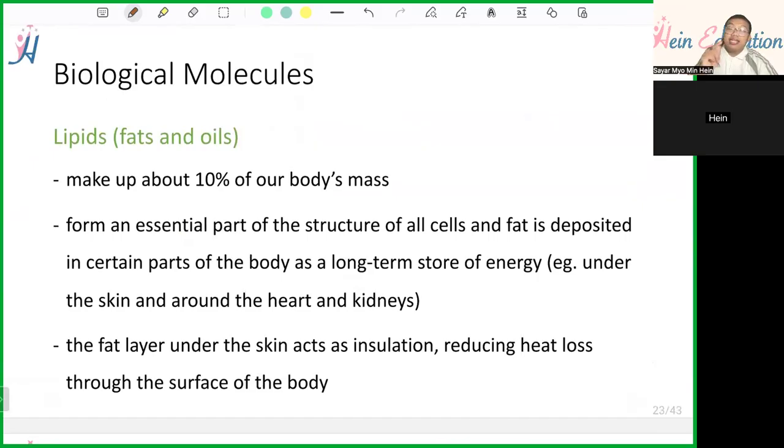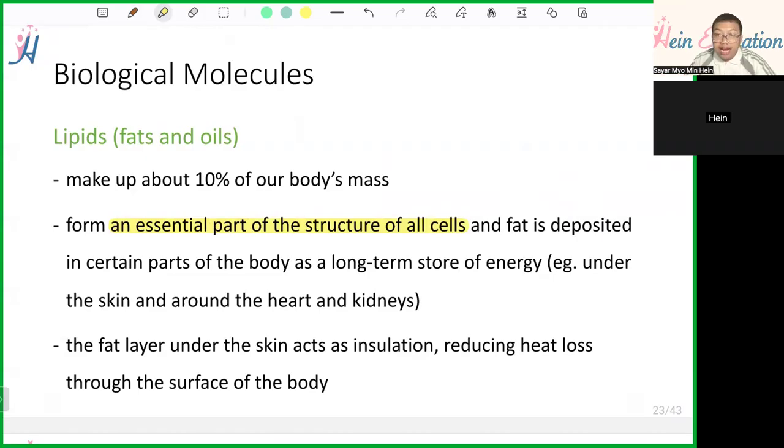And don't underestimate fats, because when we talk about fats, most people consider them not good for our body. They make us obese, they cause diseases. But these fats and lipids are also essential to our body in terms of making the structure of all the cells, especially the cell membrane. So fats and proteins are important for forming parts of the cell membrane.